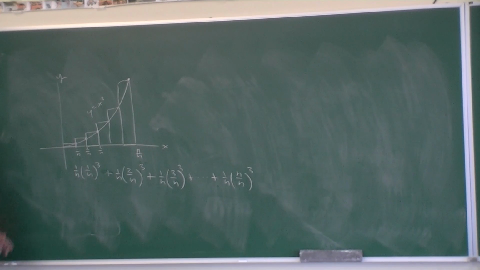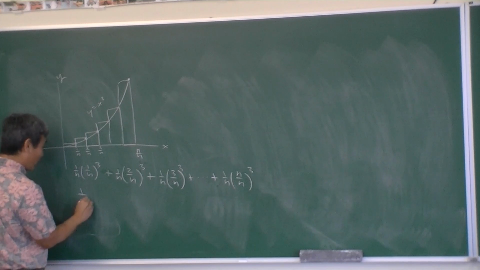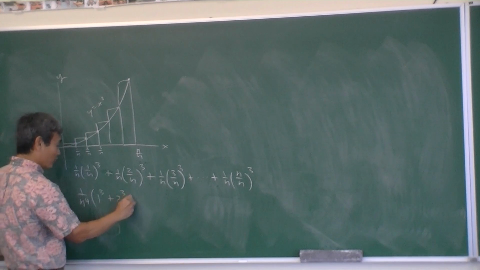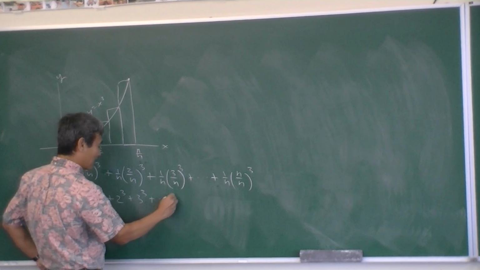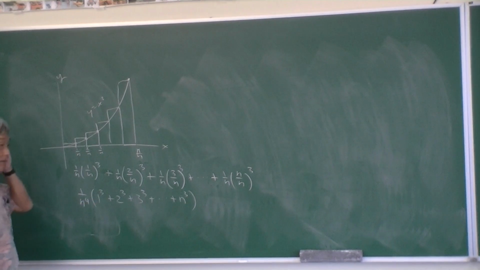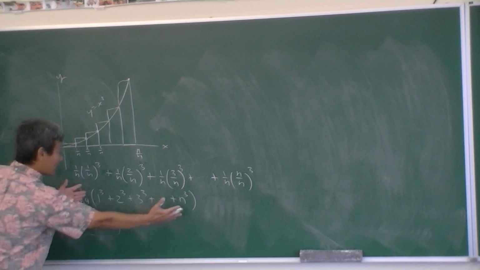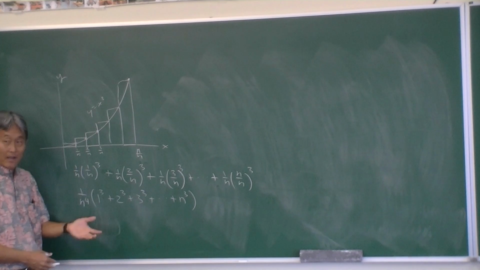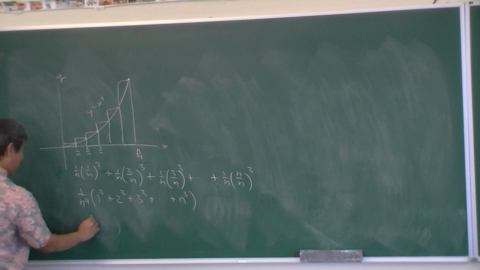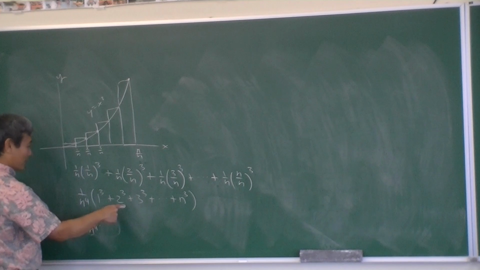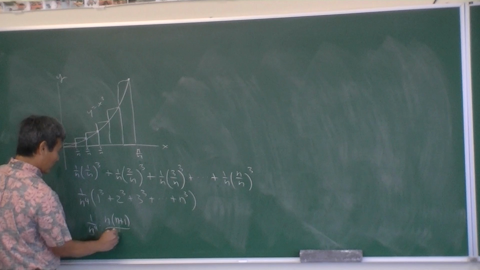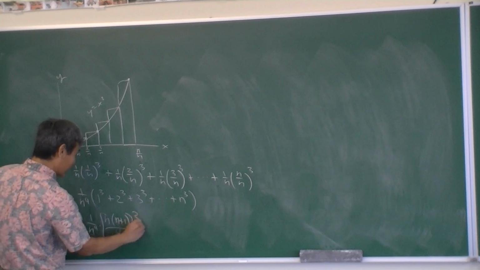Now we simplify. What can I factor out? 1 over n to the 4th. What's going to be left? 1 cubed plus 2 cubed plus 3 cubed plus ... plus n cubed. The only way you can do this problem is if the thing in the parentheses is a known sum. If it's not, you cannot do it. And what is the sum? It's n times n plus 1 all over 2, squared.